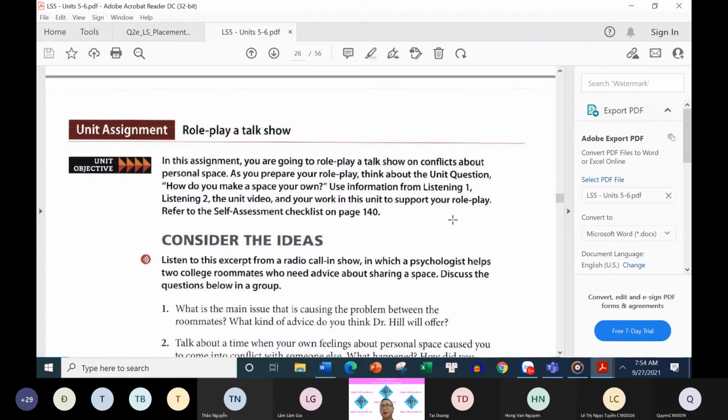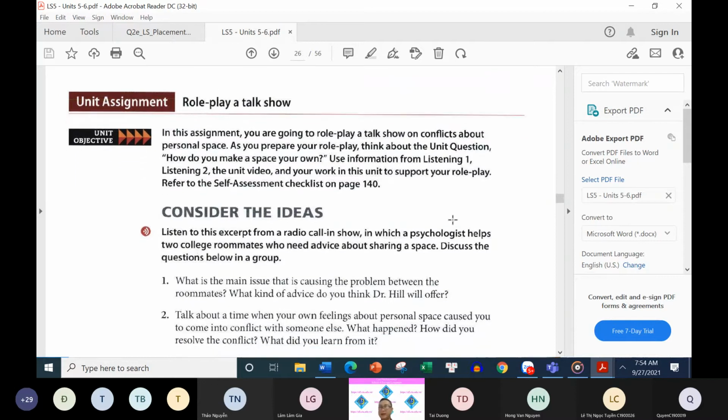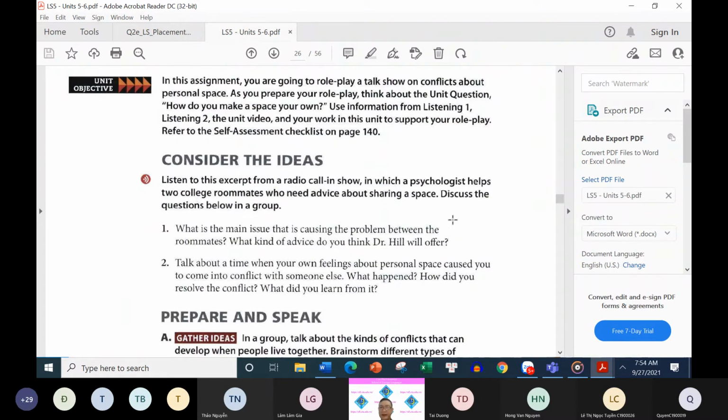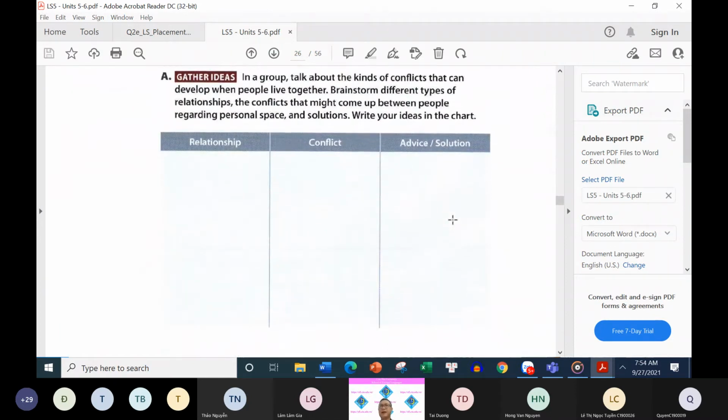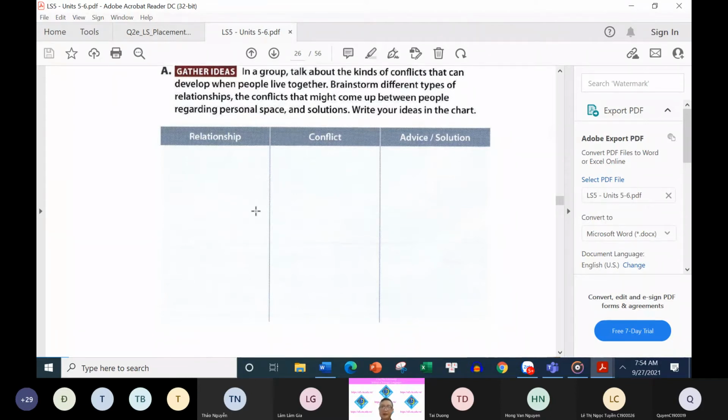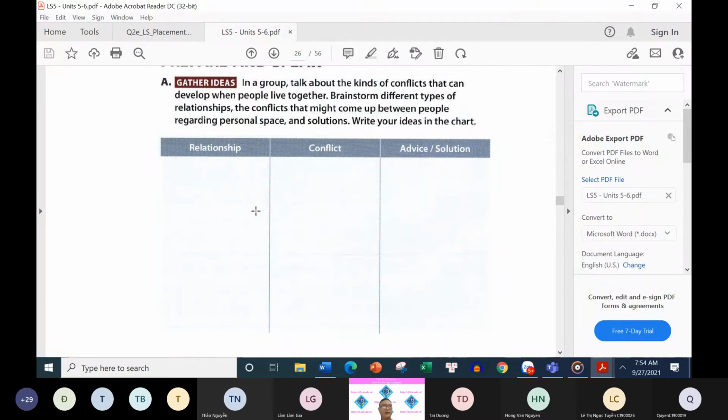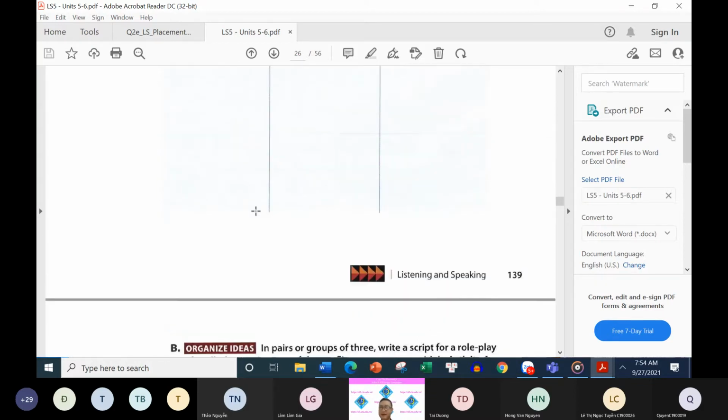So I need you to work in some groups so that you can act the role play on video or something. Okay, so you have to design some kinds of conflicts. We have to design the relationship between the members, the conflicts, the situation, and then advice and solution. Okay, so it looks like a game show, and you ask people about their ideas to solve a problem with personal space.